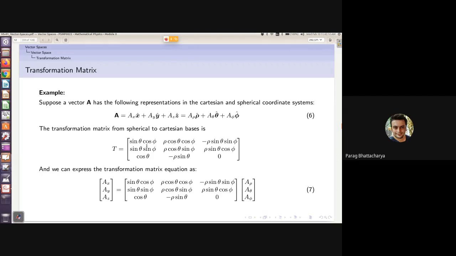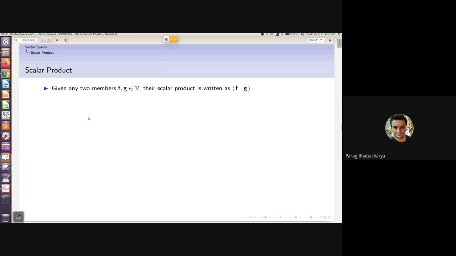If you want the transformation to be both ways, then it must be an invertible matrix. That means its determinant must be non-zero. Okay. Next, we go to the concept of a scalar product. The idea is very similar to your dot product.